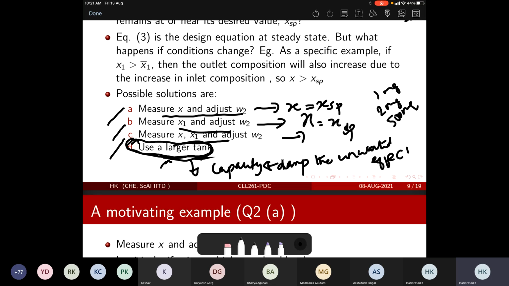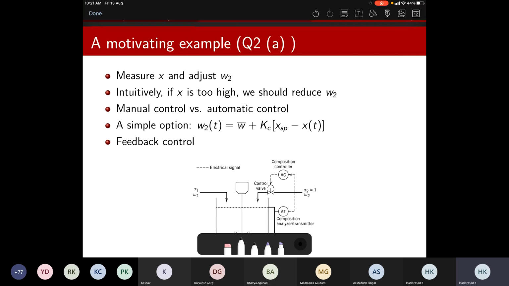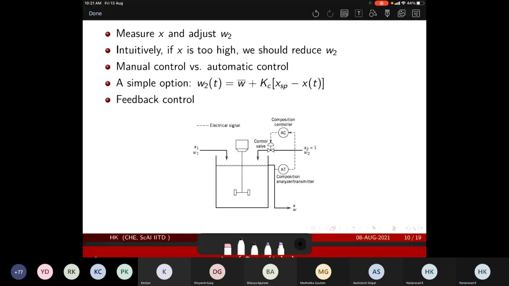So now let's look at A, B, and C, or in fact, let's look at A and B. C is a combination of A and B. So what is it that I was trying to say here?